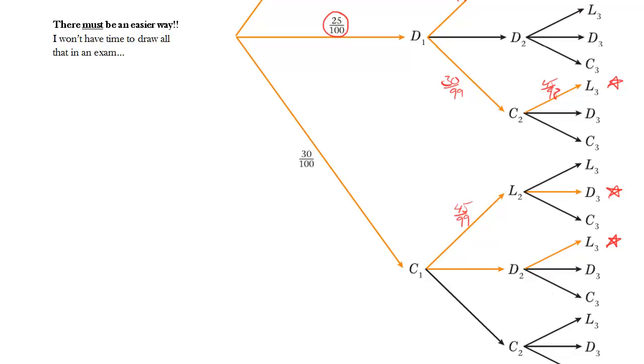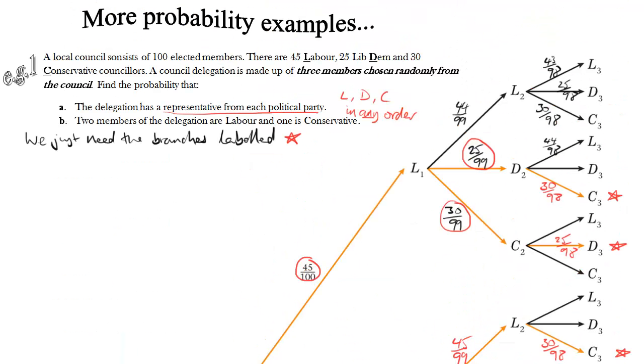Thought you'd appreciate a brief bit of silence there, given that you have to listen to me for the rest of the video. In any case, check that you get the same values for your probability tree, and then we'll move on.